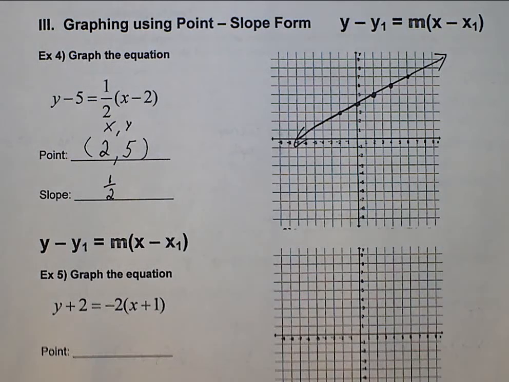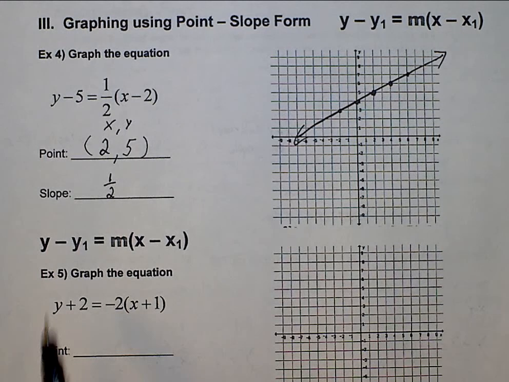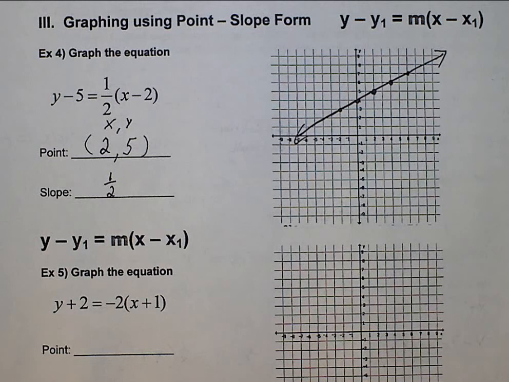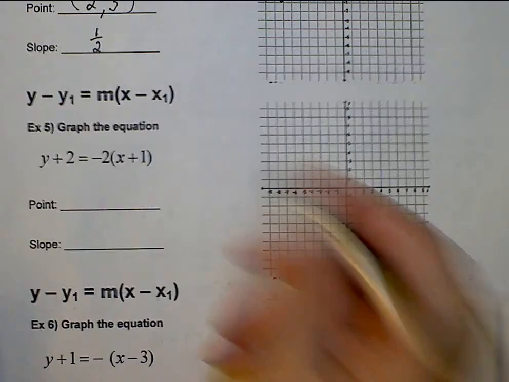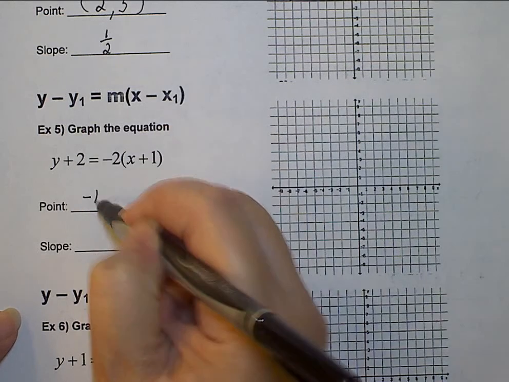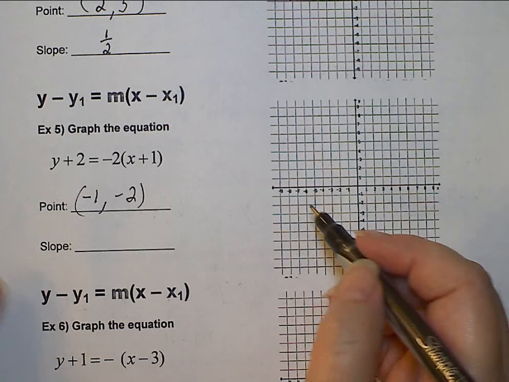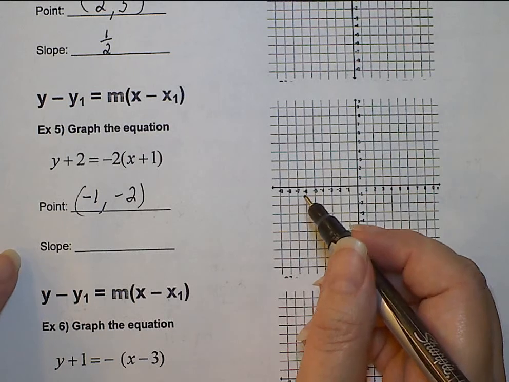Alright, I want everyone to try example 5. Find the point and the slope and try to graph it. Let's just find the point and slope to make sure we have it right. So take a few seconds and find your point and your slope of example 5. Yep, so now we'd have -1, -2, because it's the opposite of those. And my slope is -2.